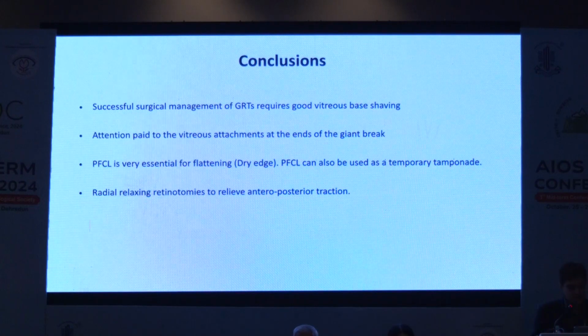So just to conclude, I think for successful management of GRTs, the main thing is a very good vitrectomy, a good vitreous-based dissection, removal of all the vitreous attachments at the edges of the break. PFCL is very important. You have to have a complete dry edge. PFCL should come up to the infusion cannula, a good laser, and PFCL can now also be used as a temporary tamponading agent. Relaxing radial retinotomies have also really released the radial and the anterior-posterior traction as well as the tangential traction and increase the success rates.